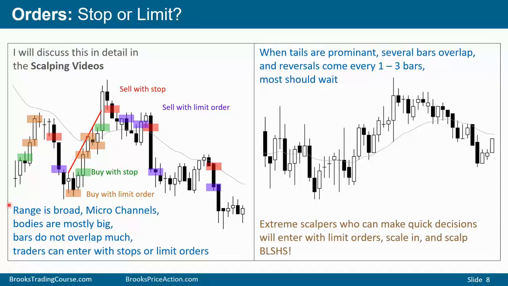If you're an extreme scalper, which very few people are, you're capable of making very quick decisions. You can enter with limit orders, buying below bars here, buying below bars here, scaling in using wide stops and scalping, and doing the opposite above bars. You sell above bars, you sell more higher, you sell above bad bull flags, betting on reversals instead of on breakouts. In other words, you're betting that every attempt to become a trend will fail and the trading range will continue.